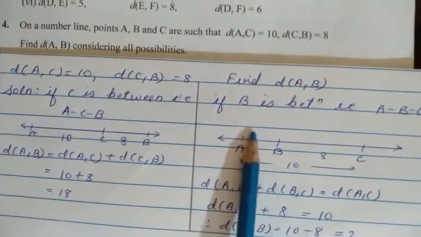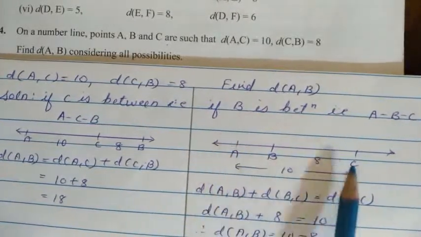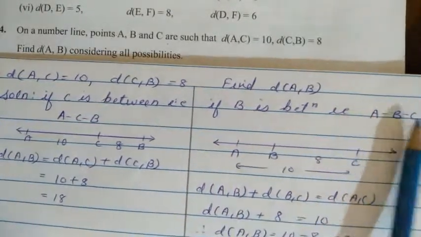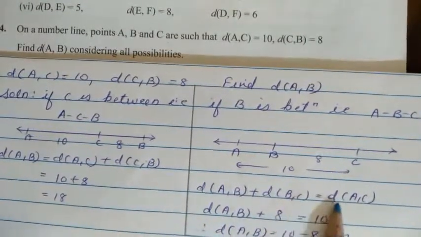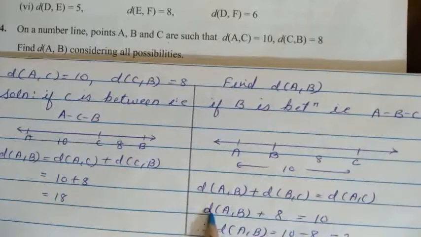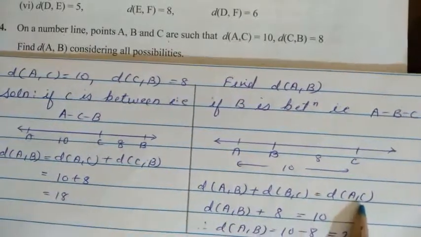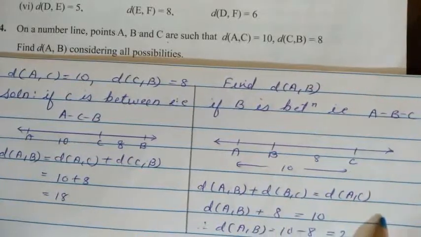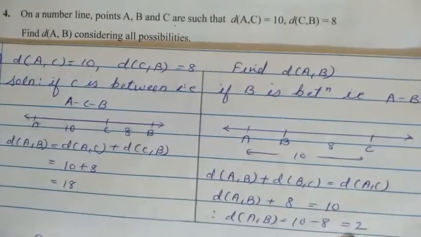The second possibility, if B is between A and C, that is A dash B dash C, then distance AB plus distance BC will be equal to distance AC. Therefore, distance AB will be equal to distance AC minus distance BC. So, distance AB will be equal to 10 minus 8, that is equal to 2.